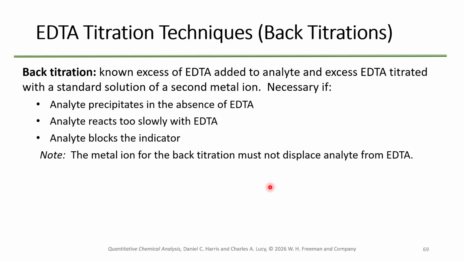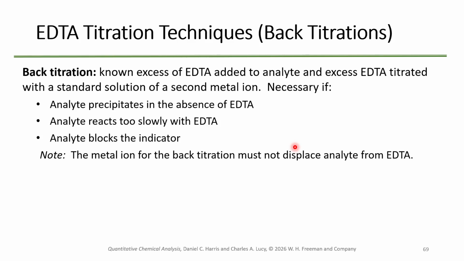Okay. The analyte blocks the indicator. So if your analyte blocks the indicator, of course, you can go ahead and use this with back titrating it with the EDTA. Once you get past the amount of EDTA, then it'll start binding with the indicator. Now, the metal ion for the back titration must not displace the analyte from the EDTA. There needs to be a significant difference in their binding between what you're looking at and the metal you're going to use to do the back titration.